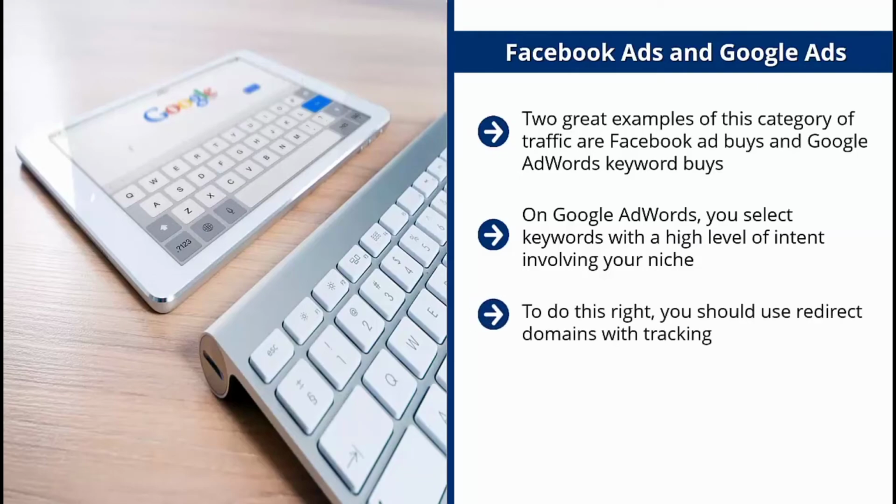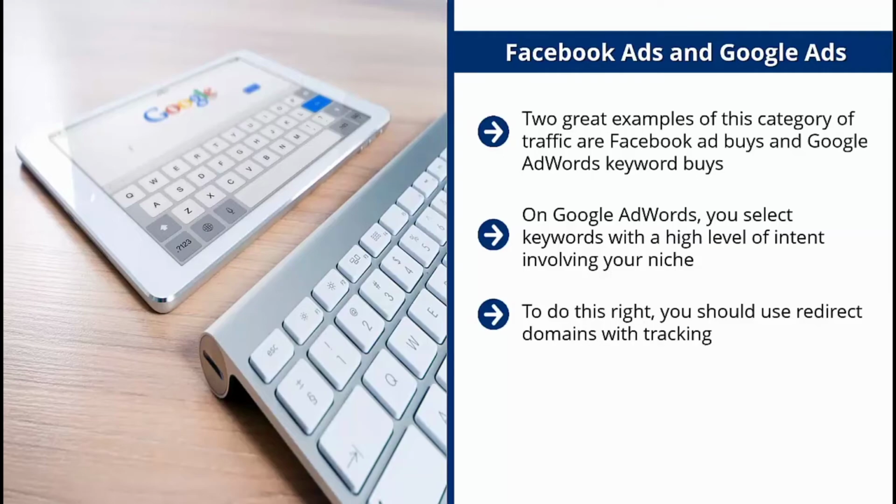To do this right, you should use redirect domains with tracking. This means that when you take out an ad on Facebook or other websites, you use a domain that actually redirects to the affiliate link. This is not always possible. Make sure you follow the terms of service of the places you're buying traffic from. Redirect your domain so your affiliate sponsor doesn't steal your traffic from under you.